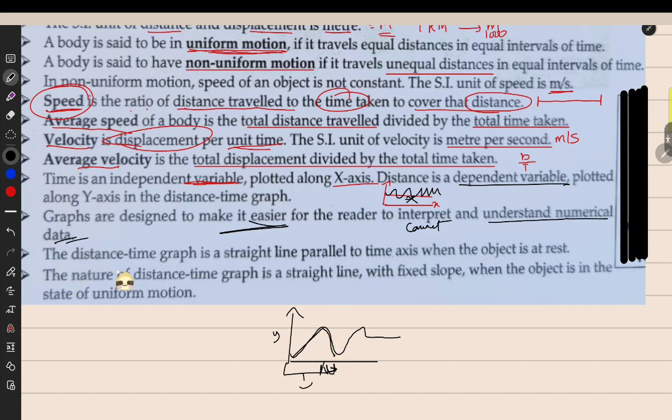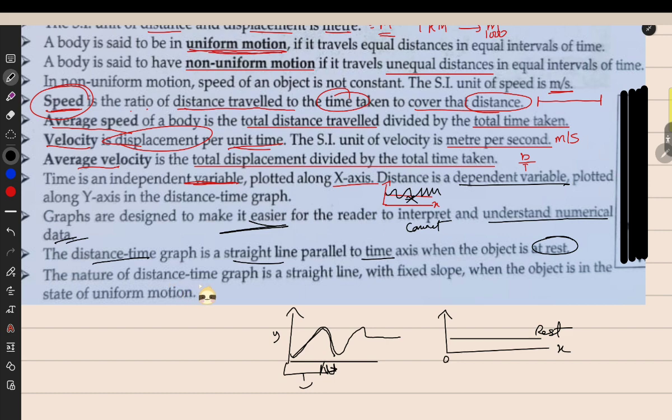The distance-time graph is a straight line parallel to the x-axis when the object is at rest. If the object is at rest, it will not show any movement, so it will always be parallel to the x-axis if the object is at rest position.